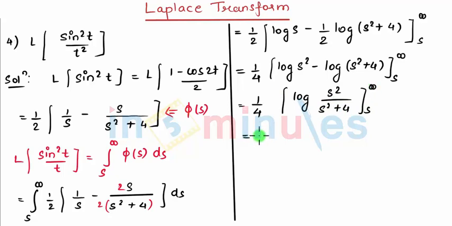Now directly I can write as 1 by 4 log a by b, s to infinity, is log b by a, so s square plus 4 divided by s square. So that's my answer when you apply the effect of t. We need to apply one more effect of t. So this will again act as phi of s. Let's say this is phi 1 and this is phi 2. So I say here phi 1.